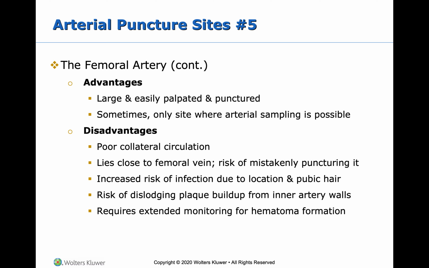The disadvantages, there's a list. Poor collateral circulation. It lies close to the femoral vein, so there's the risk of mistakenly puncturing it, again, so you don't want to collect a venous specimen when you're going for an arterial sample. There's an increased risk of infection due to the location near the pubic hair. There's a risk of dislodging plaque buildup from inner artery walls, and it requires extended monitoring for hematoma formation. So, like I said, last resort is your femoral artery. Radial is number 1, brachial is number 2, femoral is number 3.